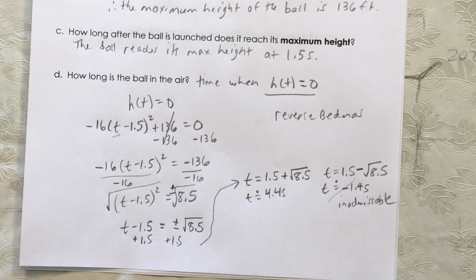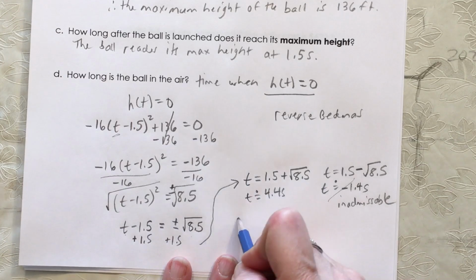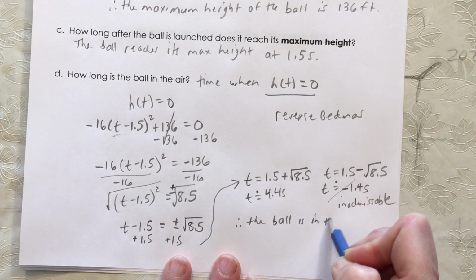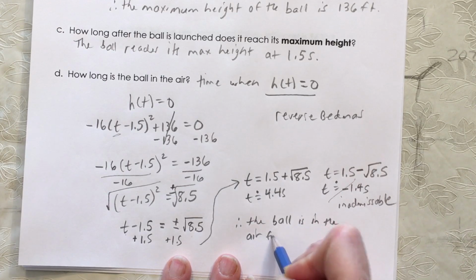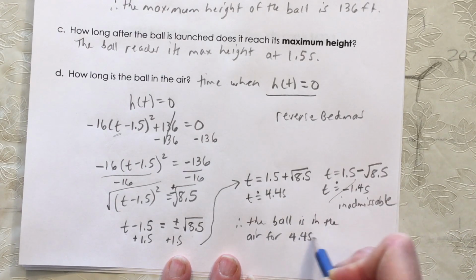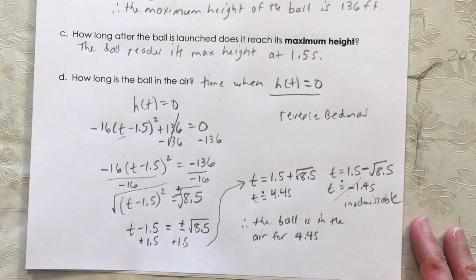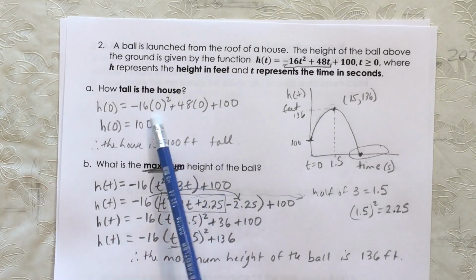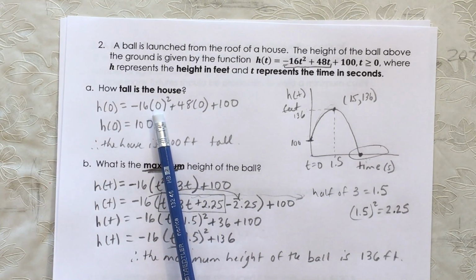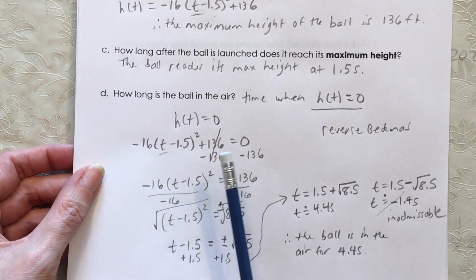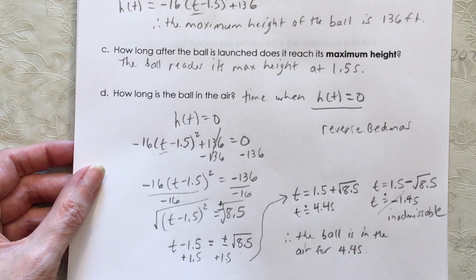Okay, so then we can answer the question, how long is the ball in the air? Therefore, the ball is in the air for 4.4 seconds. Okay, so that's a typical max word problem with a little bit of extra added on as well. We talked about figuring out how tall the house was originally by realizing that that was when the time was 0, and also how long the ball was in the air by realizing the hidden clue there was that the height was 0.